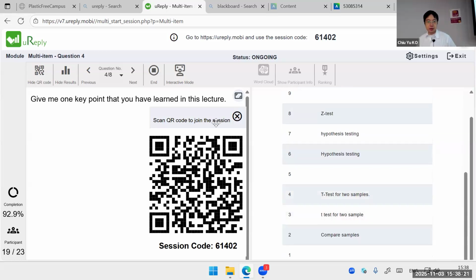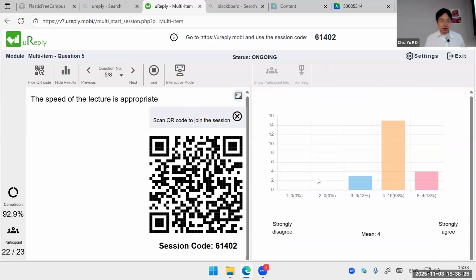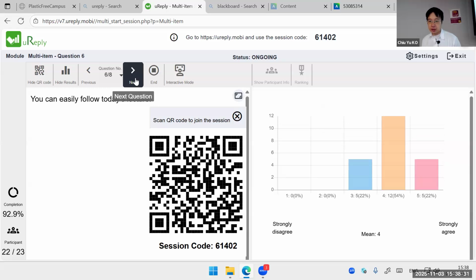Yeah, two sample. I guess you know very well. The speed so far is good. I guess you can see it's not too deep, not too difficult. Most of you are okay, so I'm very happy.